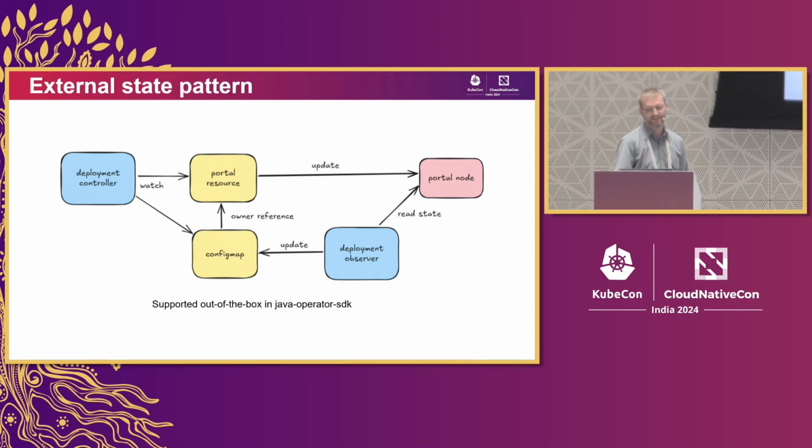As a second process here on the right, the deployment observer does the part about reading the state inside the portal server, and once the state updates, it will update the config map. Because the controller watches it and knows the relationship between the config map and the portal resource, it will then trigger reconciliation for the portal resource. And finally, it will do the update.